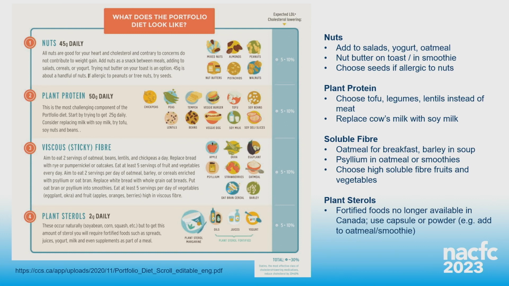And to achieve the target of 2 grams per day, I think it would be virtually impossible to get naturally from food. So the portfolio diet recommends using plant sterol fortified foods, things like margarines, yogurts. However, in Canada, these products no longer exist. I think there was just insufficient demand for them, so the companies are no longer making them.